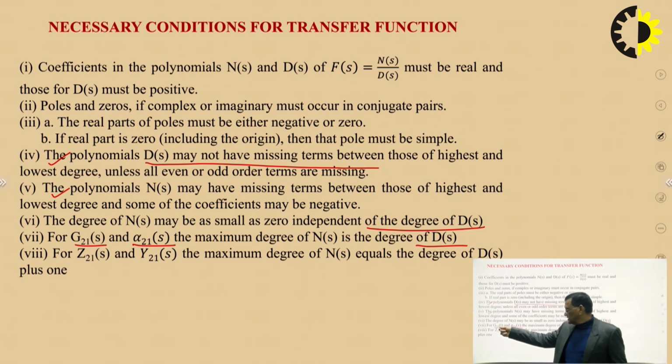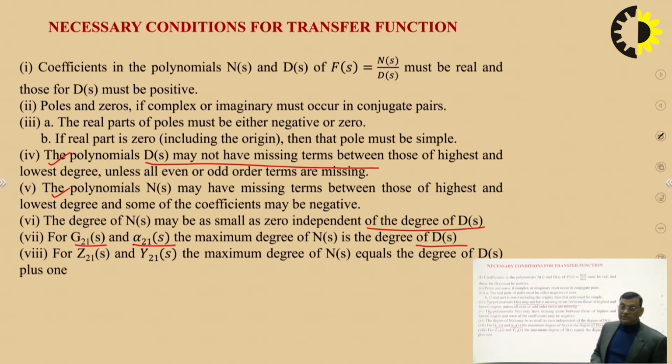So there are basically four transfer functions. In case of G21S and alpha 21S, the degree must be the same. In case of Z21S and Y21S, the degree of ns equals the degree of ds plus 1, one degree higher. Okay. So these are some properties for a transfer function, and there are some properties for the driving point impedances.